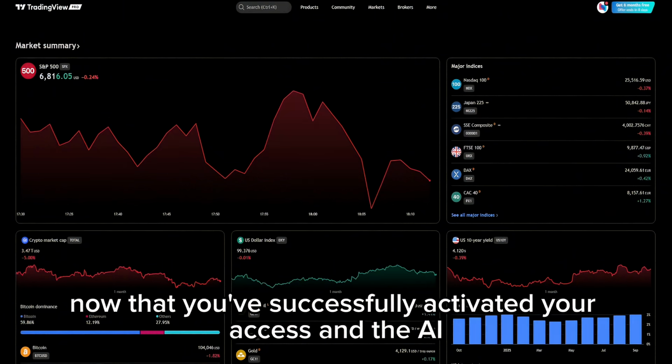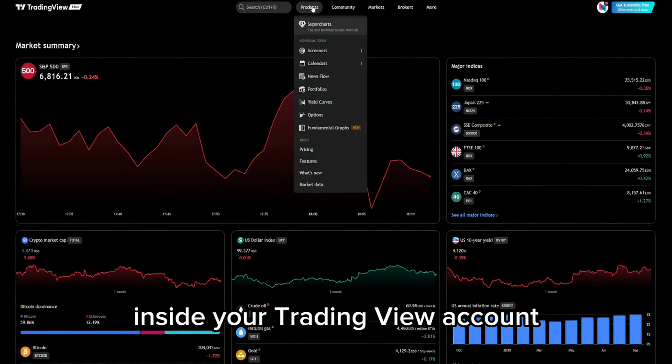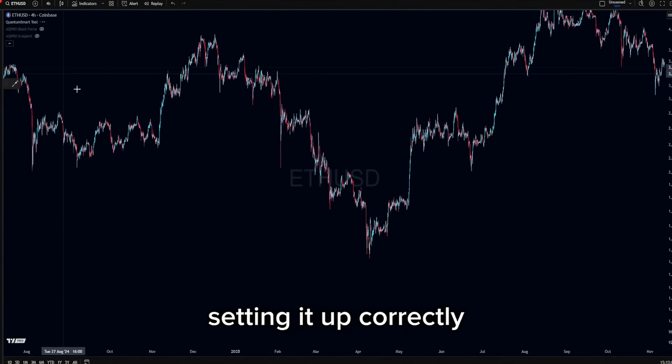Now that you've successfully activated your access and the AI Quantum Smart Tool is ready inside your TradingView account, it's time to move to the most important part, setting it up correctly.